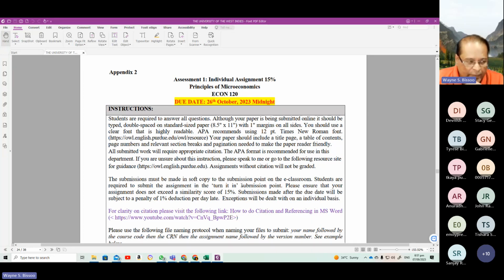Now, we have a requirement that you have to submit your assignment through something called Turnitin, and we want you to have a similarity score of no more than 15%. Now, there's a caveat in relation to that, and I'll go through that when the time comes. All right. So the idea is that you need to cite your sources.